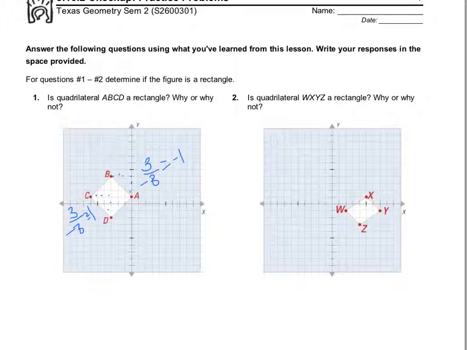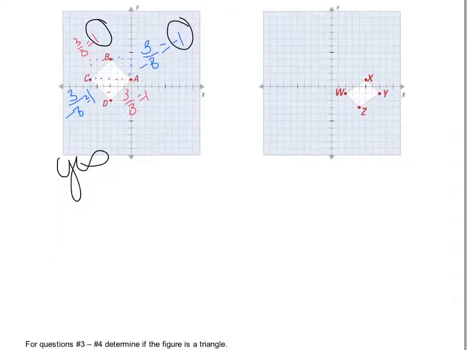So those two slopes are the same. That's a good sign. Then I've got to find the slopes of AD and BC, and they need to be opposite reciprocals. So 1, 2, 3, 1, 2, 3. 3 over 3 is positive 1. And 1, 2, 3, 1, 2, 3. 3 over 3 is positive 1. So since this slope and this slope are opposite reciprocals, yes, this is a rectangle.